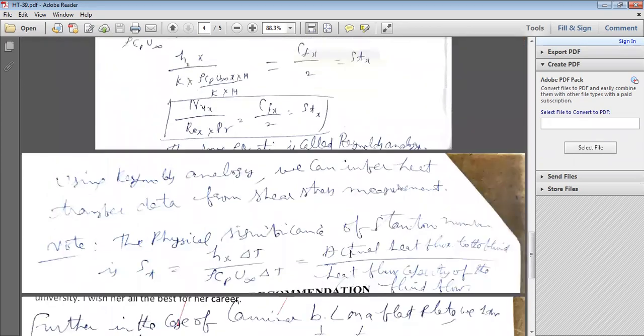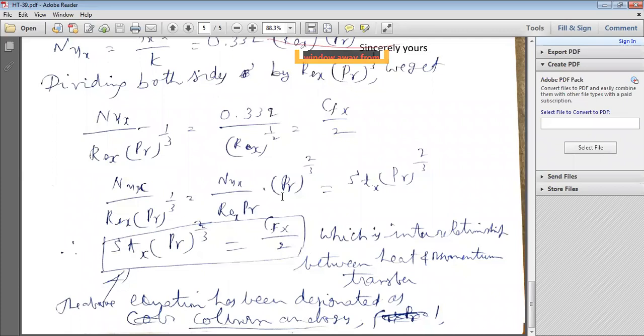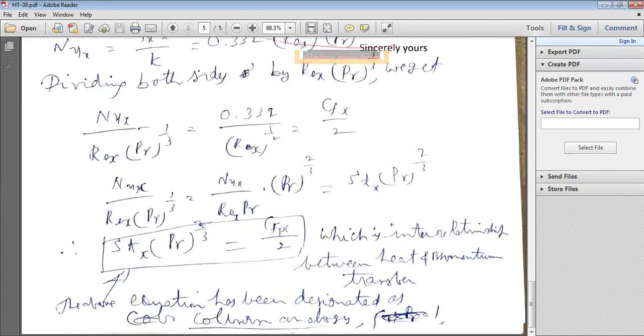But what is Reynolds analogy? Stanton number is equal to CFX by 2. Here, Stanton number into Prandtl number to the power 2 by 3 is equal to CFX by 2, that is Colburn analogy. For Prandtl number equal to 1, what about Colburn analogy? Then Stanton number is equal to CFX by 2. That's why for Prandtl number equal to 1, Reynolds analogy is equal to Colburn analogy.